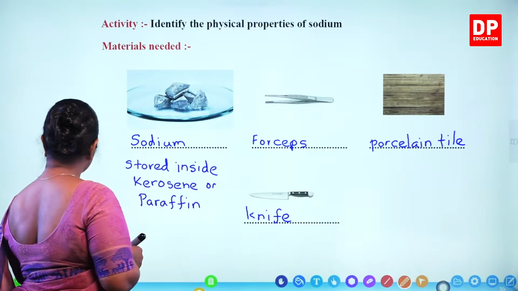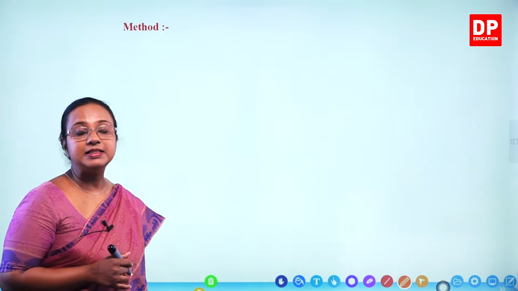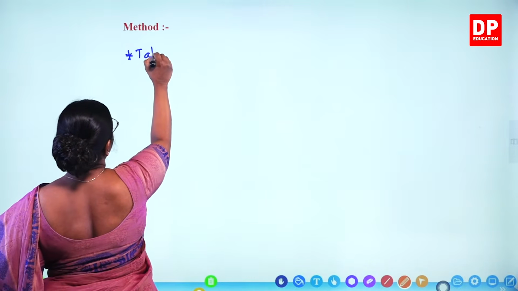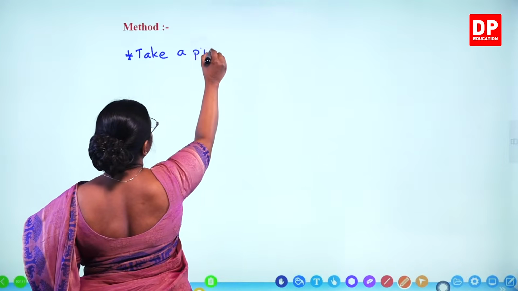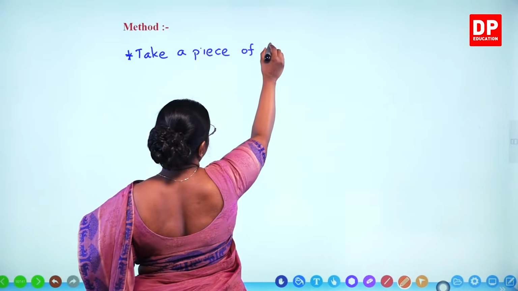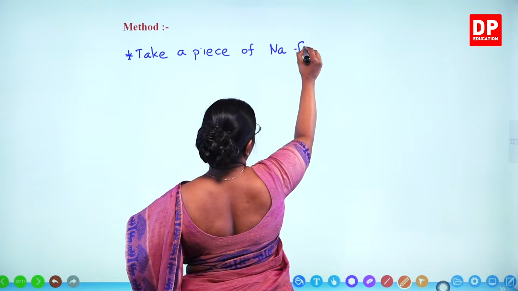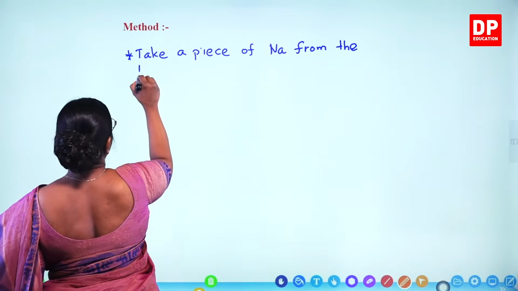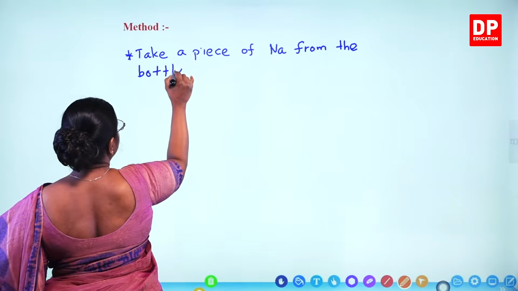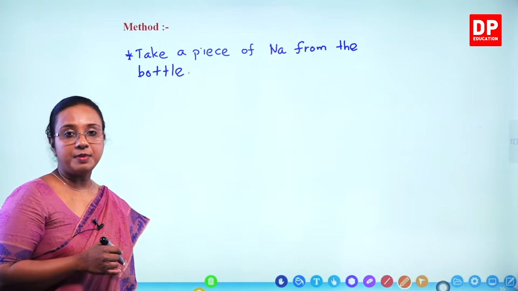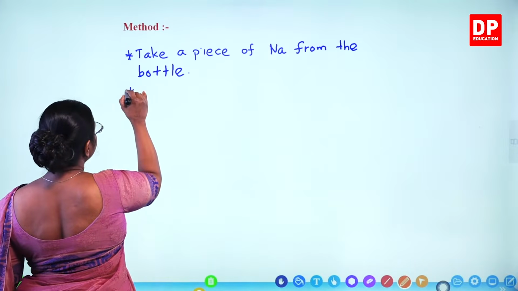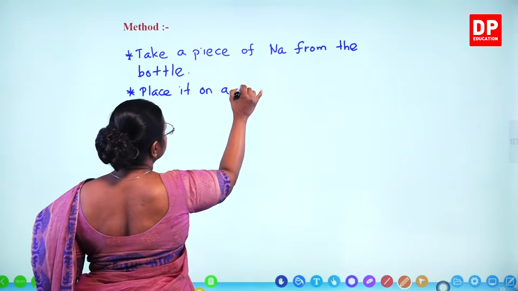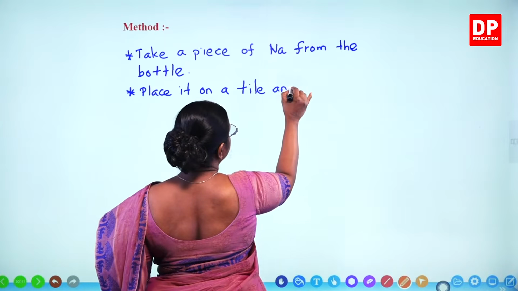I will summarize the steps first as the method of the activity. First, we have to take a piece of sodium from the bottle. So that will be either from inside kerosene or paraffin. Place it on a tile and observe.